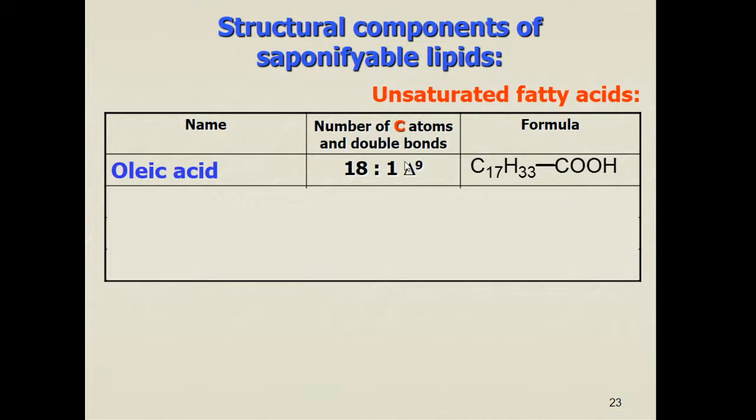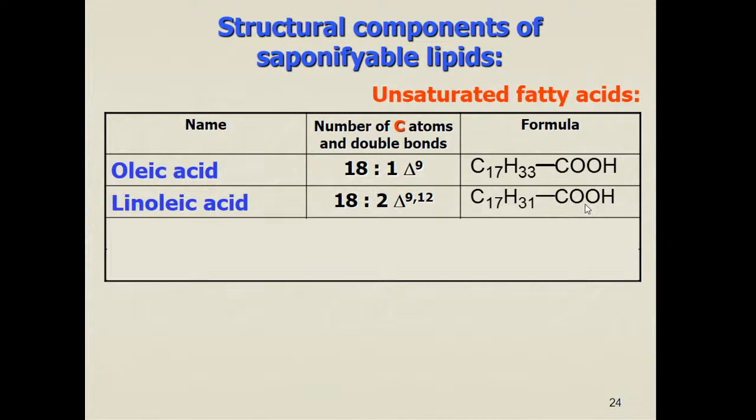Take a look at how we indicate that there is 1 double bond. They share the same formula. We indicate the total number of carbons in a chain, here 18. Then we show how many double bonds, here 1. And then we show where this double bond is. As you see, it's a superscript, delta 9. That means the double bond is between the 9th and 10th carbon in this carbon chain.